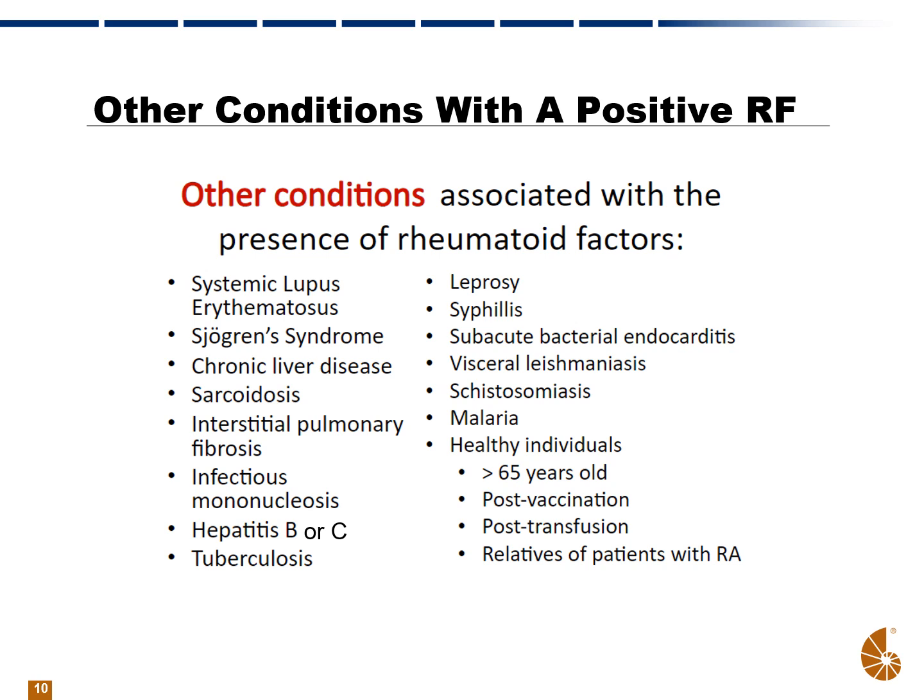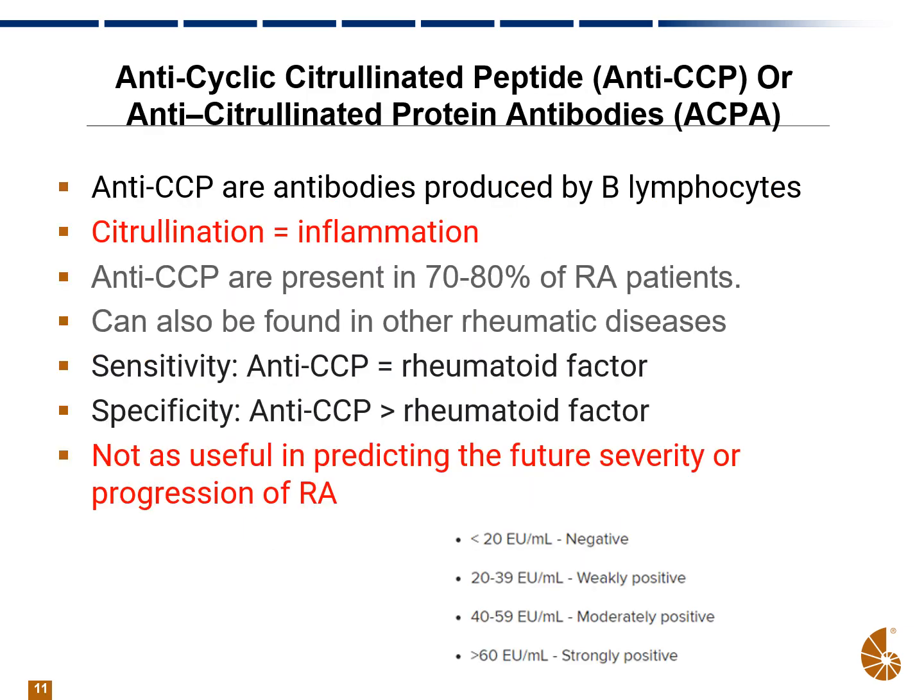But here are other conditions that can show a positive rheumatoid factor: lupus, Sjogren's syndrome, chronic liver disease, sarcoidosis, pulmonary fibrosis, hepatitis, all kinds of things. But also, if you'll notice, the last bullets are healthy individuals greater than 65 years old, post-vaccination, post-transfusion. So there's a lot of reasons to have a positive rheumatoid factor that don't indicate the person actually has rheumatoid arthritis.